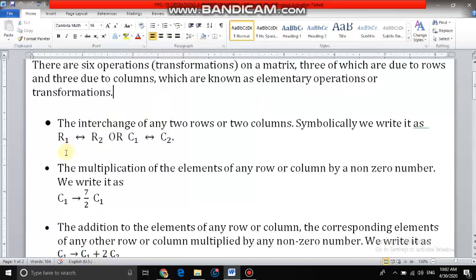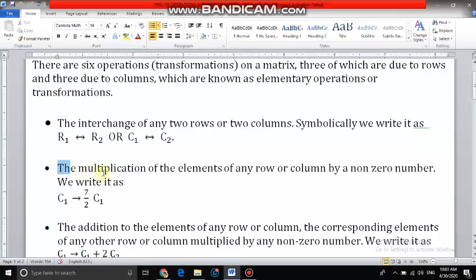The first one is, sorry, interchanging rows and columns. It means any two rows can be interchanged. This is the symbol for interchanging any two rows. And the next one is that any two columns can be interchanged. You cannot interchange a row and a column. You can interchange only two rows or two columns. You cannot do the transformation between a row and a column. That is not possible, because then the whole equation will change, the whole question will change.